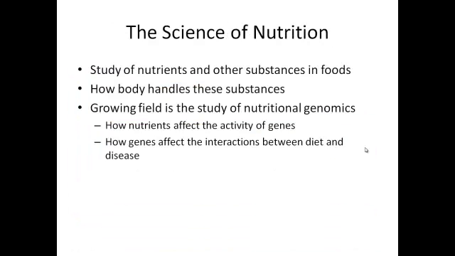So now we're going to look at how nutrition is considered a science. Nutrition is rooted in the sciences. It marries the fields of chemistry, biology, genetics, anatomy and physiology, and biochemistry, just to name a few. When we look at the science of nutrition, we're studying how nutrients and the other substances in foods impact our health and well-being, and how we handle these substances.